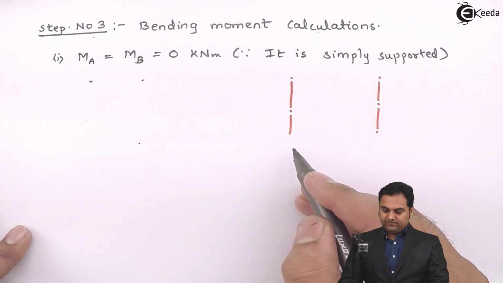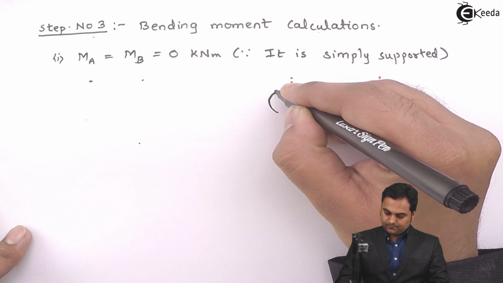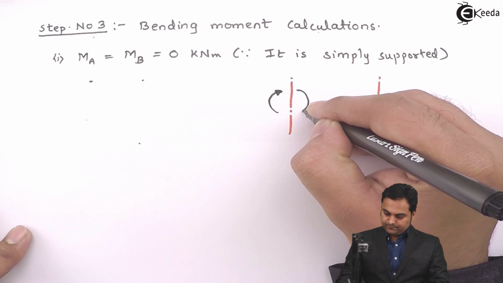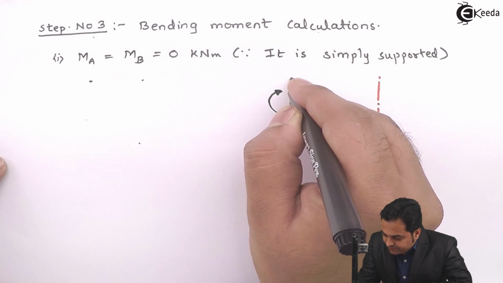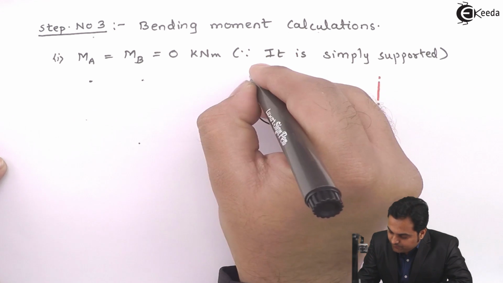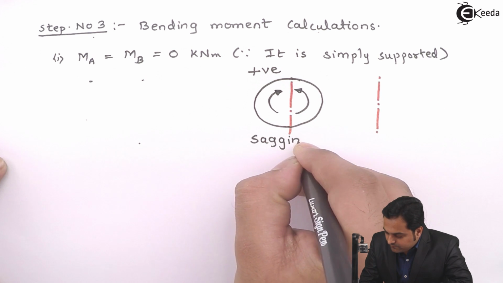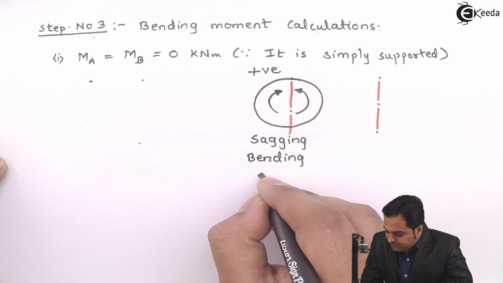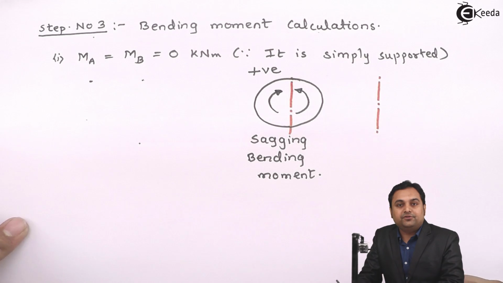Now, here if I have a section, then clockwise moment to the left of section and anti-clockwise moment to the right of section, both are treated as positive, also called as sagging bending moment. So sagging bending moment is taken as positive.